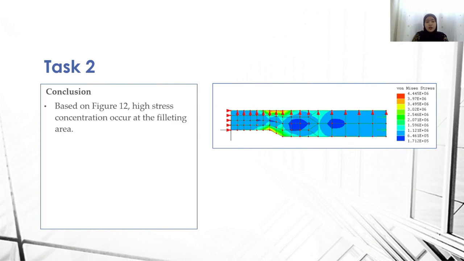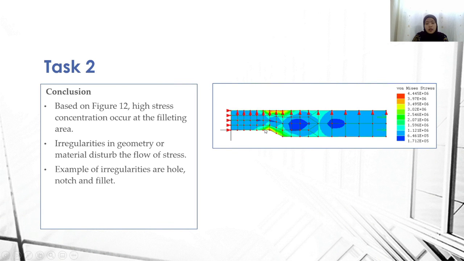For a conclusion, based on figure 12, high stress concentration occurs at the filleting area, which is this area. Irregularities in geometry or material disturb the flow of stress, where at the filleting area, the cross-sectional area changes. That causes the stress flow to be disturbed, and as a result, stress concentration will occur. Examples of irregularities that can cause stress concentration are a hole, a notch, and a fillet.